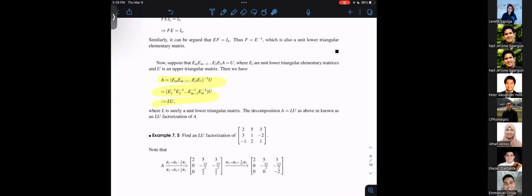So we need to multiply E1 inverse by E2 inverse until E sub M inverse just to get the matrix L. And that's still a very tedious process, right? Now, I promise towards the end of the video that we will have a shortcut in assembling the matrix L, because the matrix U is simply the result of our plain old Gaussian elimination. So the challenge is building up the matrix L.